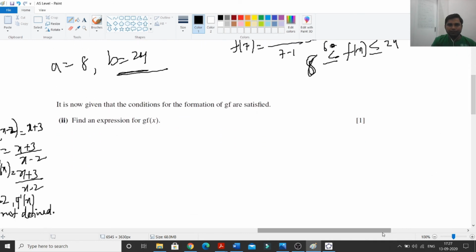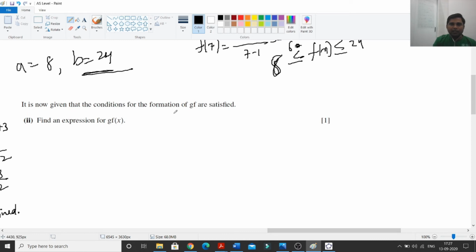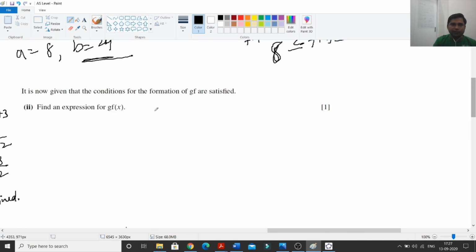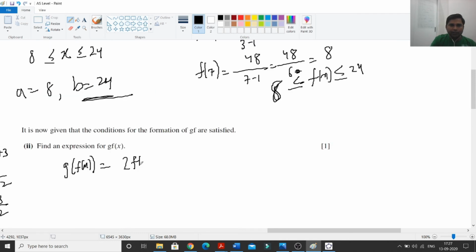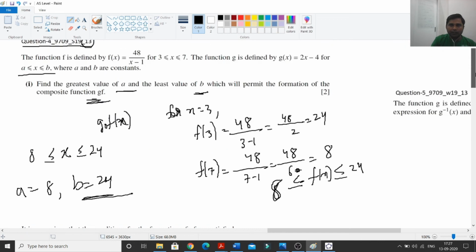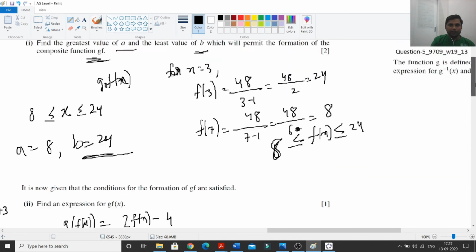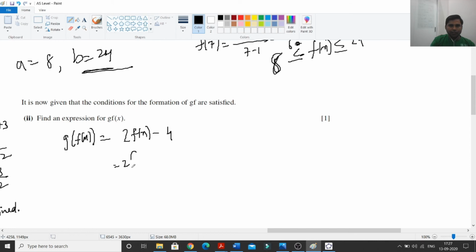Okay, next question. It is now given that the condition for the formation of gf is satisfied. Find the expression for g of f(x). So g of f(x) is, we are substituting f(x) in g(x), 2 times f(x) minus 4, right? And we will put the f(x) function here, which is 48 divided by x minus 1. So 2 times 48 divided by x minus 1, minus 4, which is 96 over x minus 1, minus 4. You can leave it here, or you can simplify a little bit more.